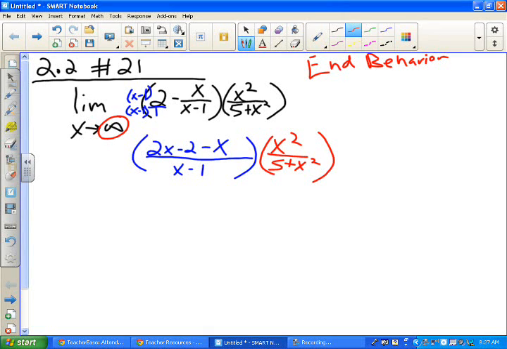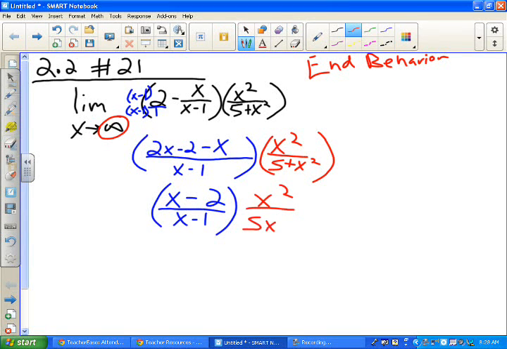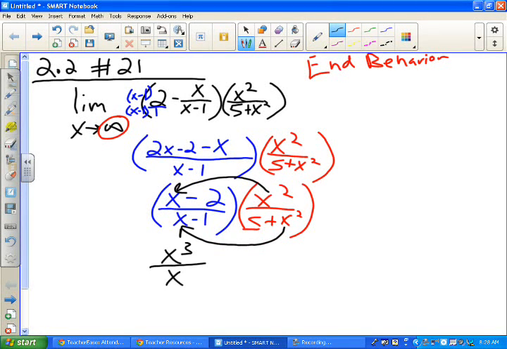What I'm looking at, though, is as I look at this function, and I will simplify the function in blue, I'm looking at the leading coefficient. So 2x minus x is going to be x minus 2 over x minus 1 times x squared on the top over 5 plus x squared. But when I go to FOIL that out, I'm going to get an x squared times an x, so my leading coefficients are going to be 1x cubed over 1x cubed plus a bunch of other stuff.